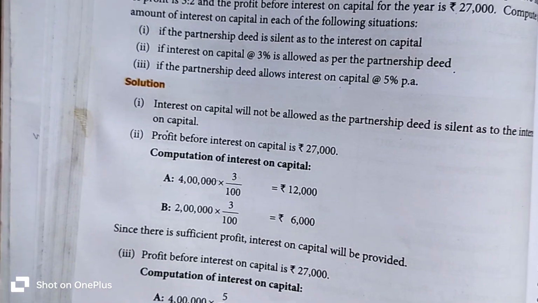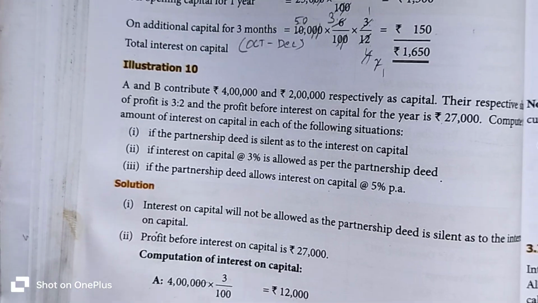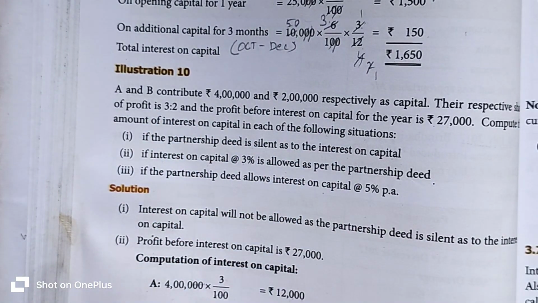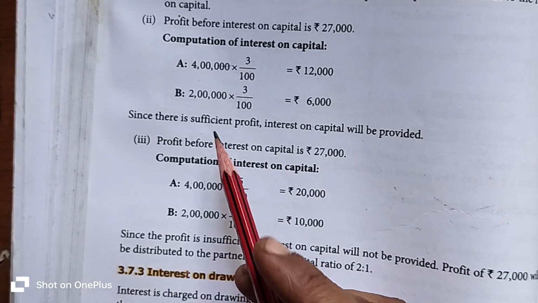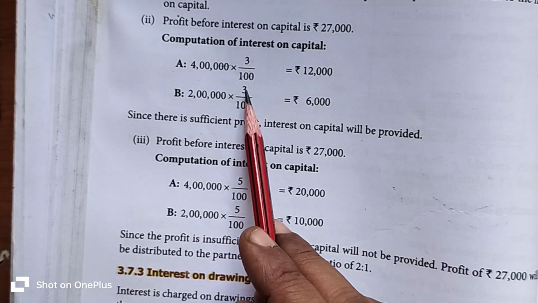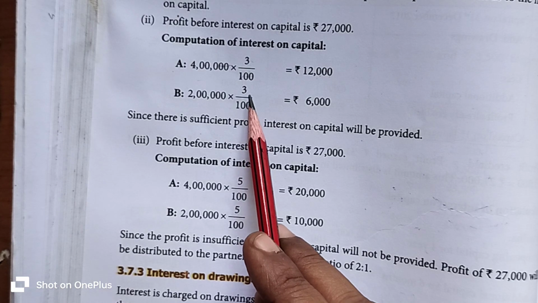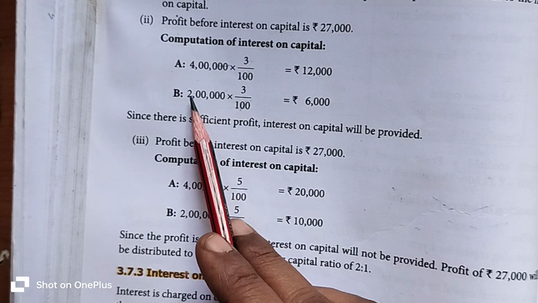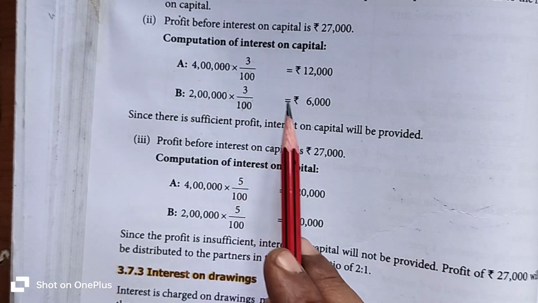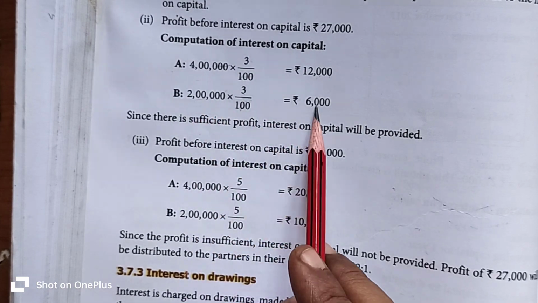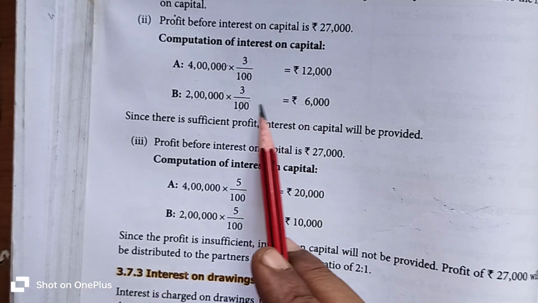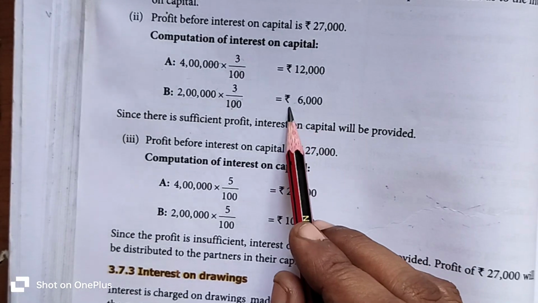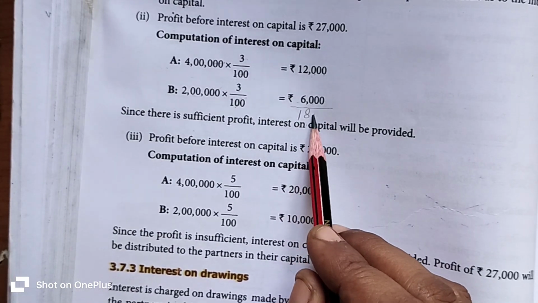Let's go to find out B's interest on capital. B contributes 2 lakh rupees capital. For 2 lakh rupees at the rate of 3%, means 3 by 100. After cancelling, that 20 is cancelled for this 20. 2 3s are 6, remaining 30 is to be added here. So 6,000 rupees. B's interest on capital is 6,000 rupees. So total interest on capital is 18,000 rupees.